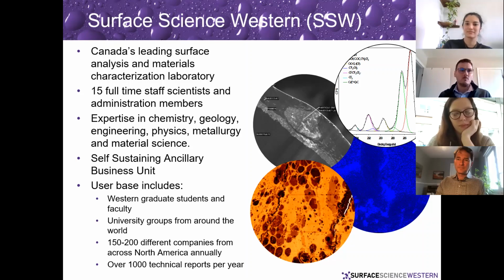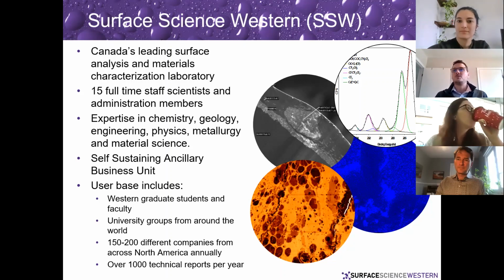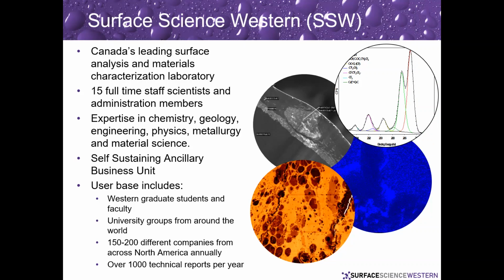We're run a little differently. We're run as an ancillary business unit for Western. So we pay rent, we pay everyone's salaries, we pay for all the maintenance of the equipment, for upgrades, and even purchasing some new equipment. So we're run like a business for Western. And our user base includes not just Western graduate students and faculty. We work with university groups around the world, but our big business is we work with between 150 and 200 different companies from across North America annually in a variety of different sectors.